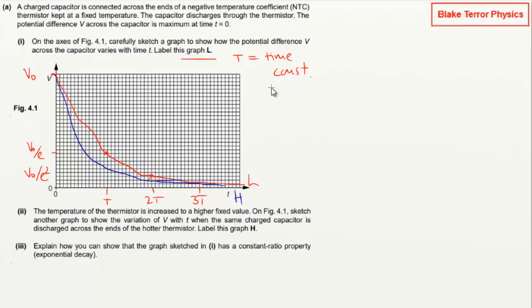So we've got one graph which is dropping off fairly quickly like that. The original one was dropping off more like this. So we've got the same shape of curve, but with a higher temperature, it discharges quicker.